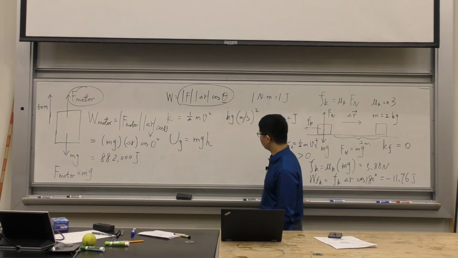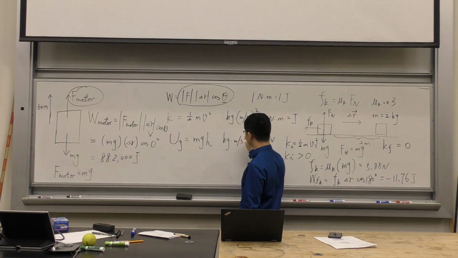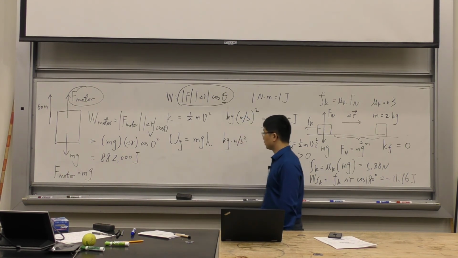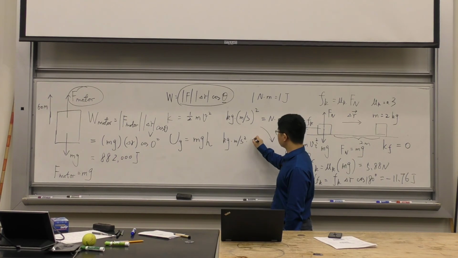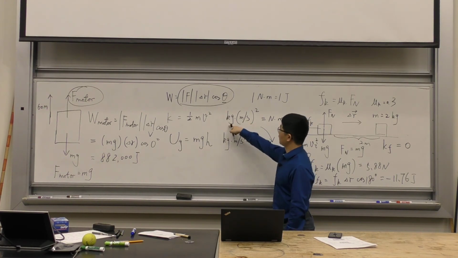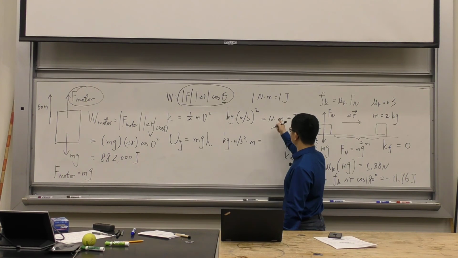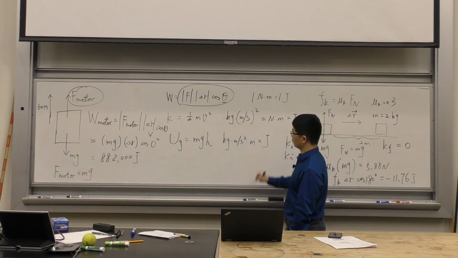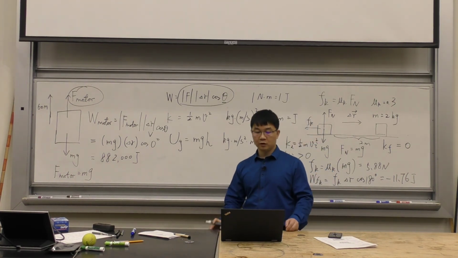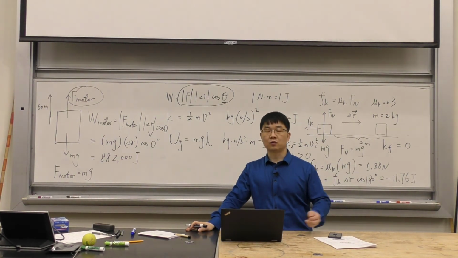And again, you can show that the unit of this is kilograms times meters per second squared, which is the unit of little g, times meters. This is going to become kilograms times meters squared divided by seconds squared, and that is equal to newtons times meters, which is joules. So all energies and work have the same unit. That's why they are connected.